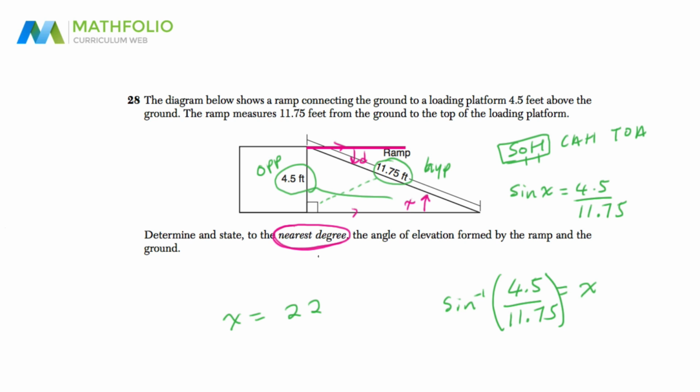22. Now it says the nearest degree. Now on my calculator it says 22.5183, and this number goes on. So to the nearest degree we must say that x equals 23 degrees, and that would be our answer because this is the nearest degree. So that's our answer to question number 28.